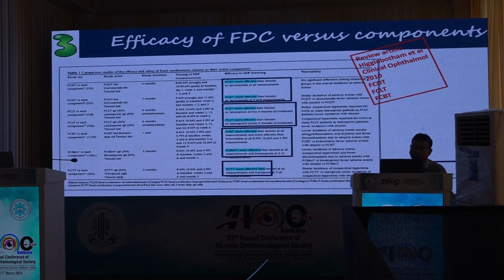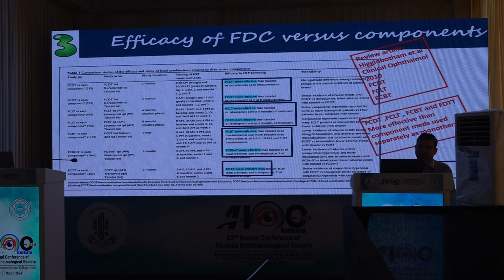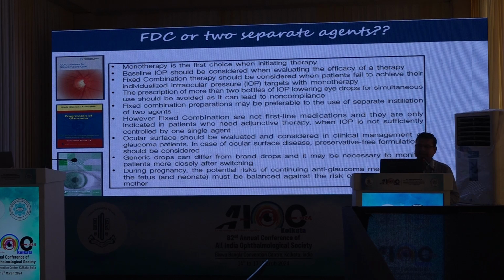Now, the third point, efficacy of the FDCs versus the components. This may seem very striking to you all, but this was a review article by Higginbotham, where they showed that all the FDCs, a fixed dose combination of dorzolamide-timolol, latanoprost-timolol, brimonidine-timolol, and travoprost-timolol, all of them are more effective than the component meds used separately as monotherapy. So usually our thought is that if you give two separate drugs, the target IOP is lower, but that's not the case. So efficacy wise also, FDCs have an edge.